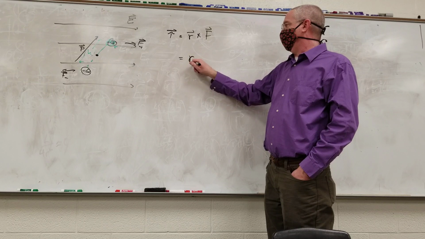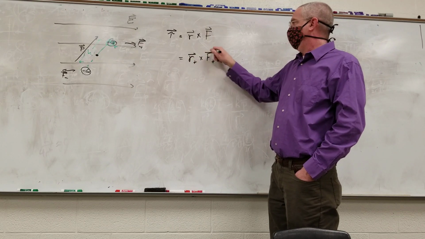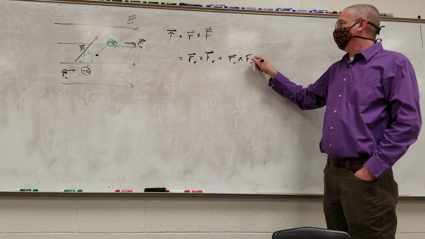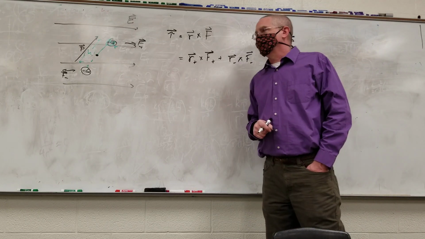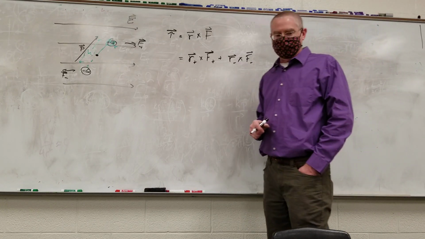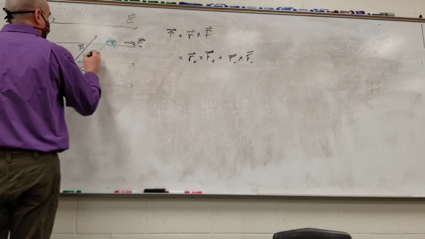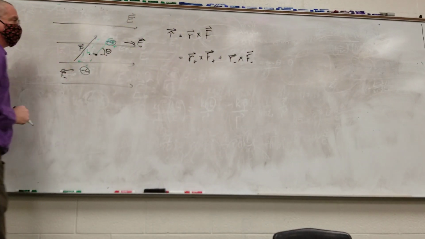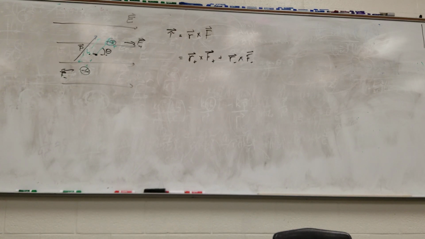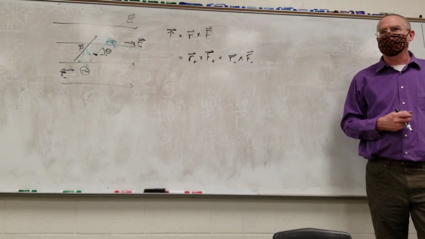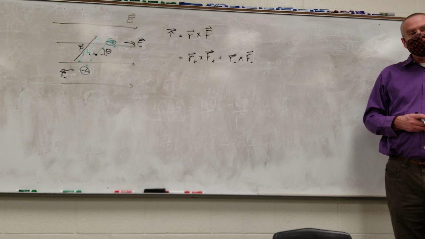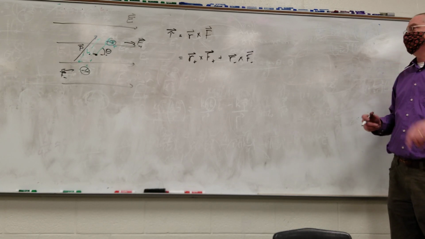So this would be R positive cross F positive plus R negative cross F negative. Now cross products. I need to have some angle in here. And so I'm going to establish that angle there as theta. When I'm doing cross products as opposed to dot products, what's the meaning of a cross product? You get a vector. That is true.